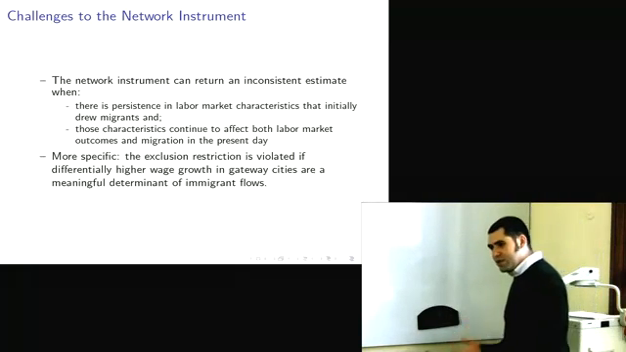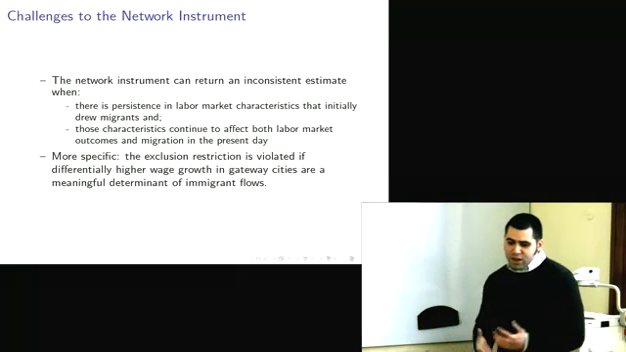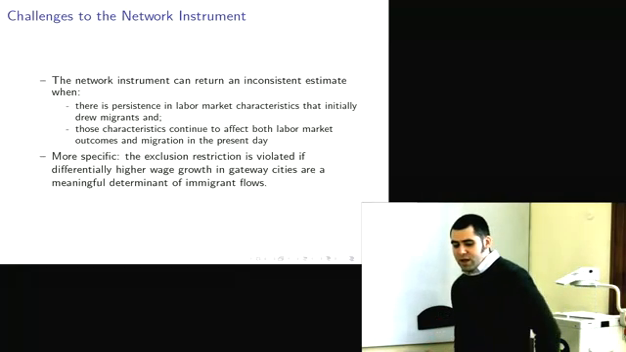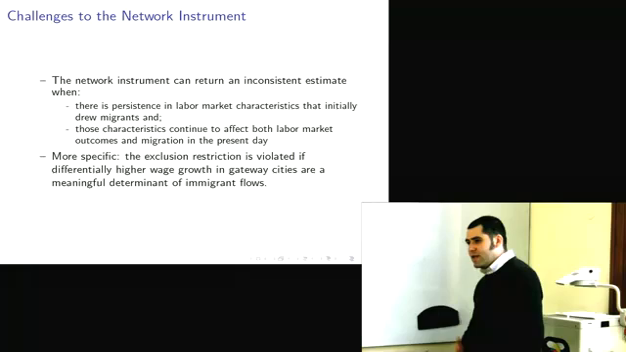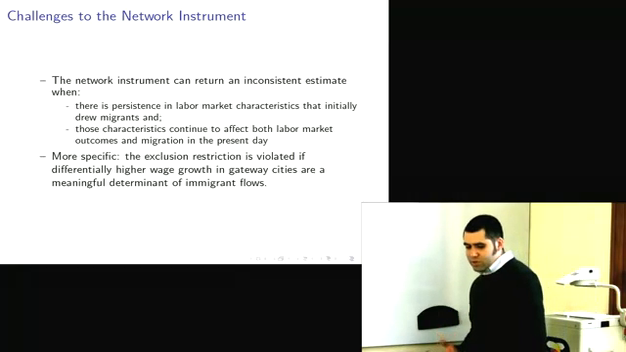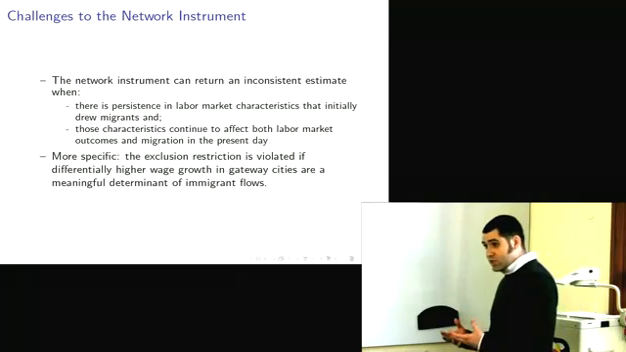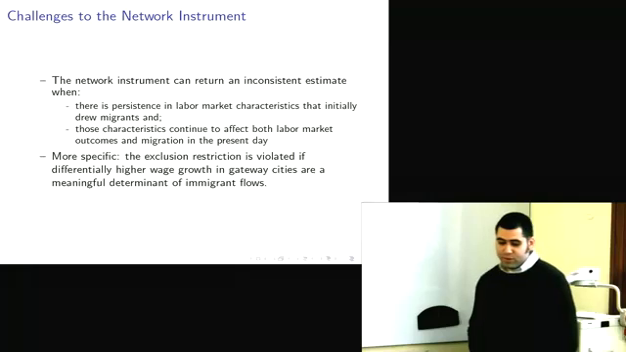It also appears, I think, in a footnote in every subsequent paper that David Card has written on the subject. And the problem is that we can get an inconsistent estimate of the effect of immigration when there's persistence in some labor market characteristic over time. In particular, we're thinking about something that draws migrants in a long time ago, continues to draw migrants in today. And you can think about the exclusion restriction being violated if there's differentially higher wage growth, say in gateway cities that tend to attract immigrants, and that this is a meaningful determinant of immigrant flows.